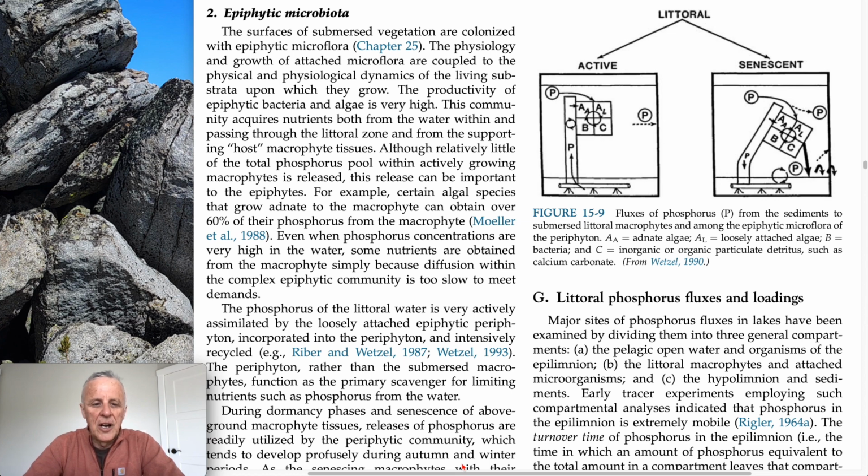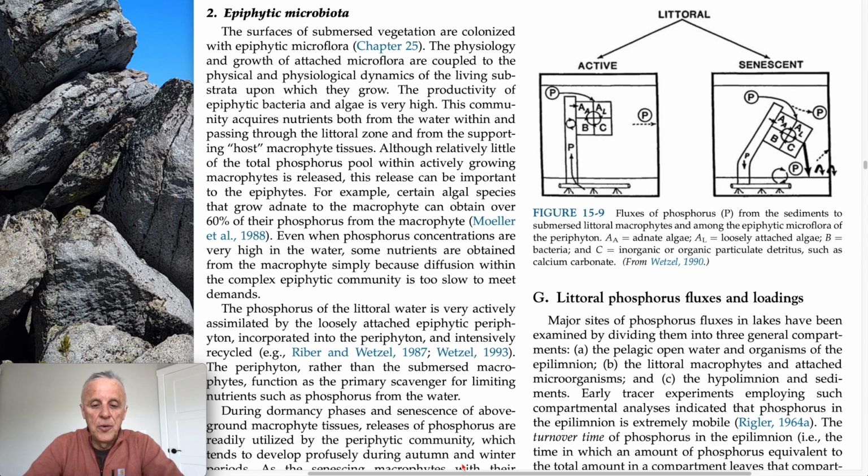This community acquires nutrients both from the water within and passing through the littoral zone and from the supporting host macrophyte tissues. Although relatively little of the total phosphorus pool within actively growing macrophytes is released, this release can be important to the epiphytes. For example, certain algal species that grow adnate to the macrophytes can obtain over 60% of their phosphorus from the macrophyte.